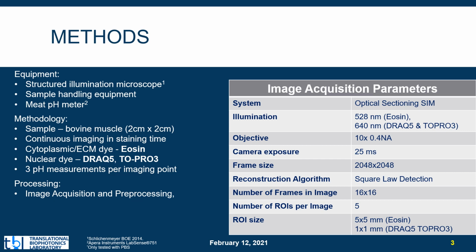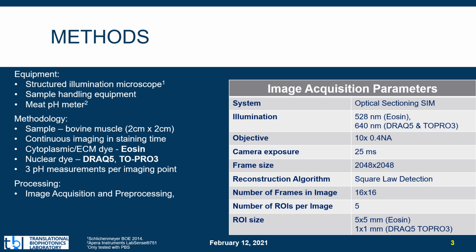For sample illumination, we use a 528 nanometer laser for eosin excitation and a 640 nanometer laser for nuclear dye excitation. The power of the laser was manually optimized to provide the best images. Images are captured by a 2048 by 2048 CMOS camera with a 25 millisecond exposure time. For imaging the whole sample tile, we needed 16 by 16 frames acquired that are post-processing stitched using ImageJ.